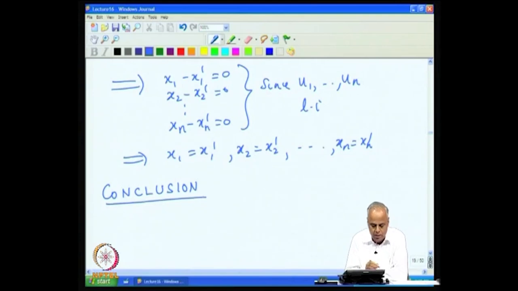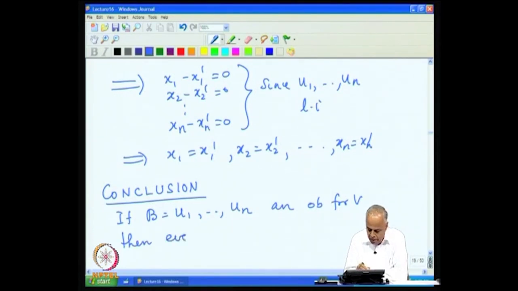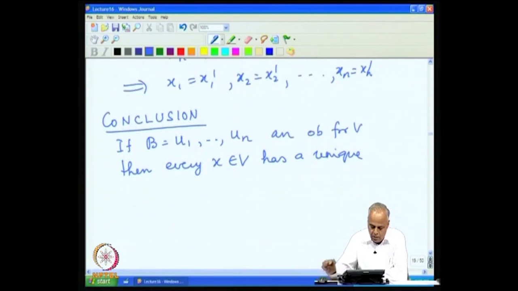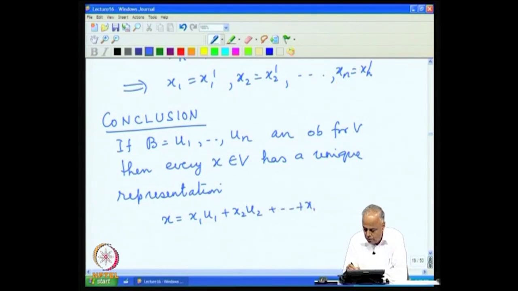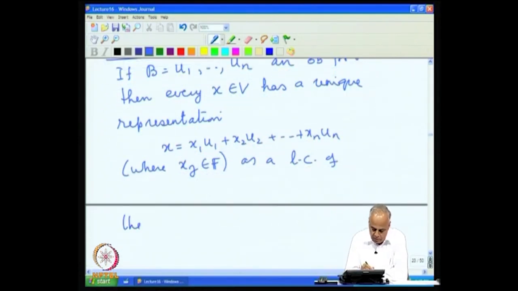The conclusion is, if B equal to u1, u2, un is an ordered basis for V, then every x in V has a unique representation x equal to x1 u1 plus x2 u2 plus xn un, where the xj's are all in F, as a linear combination of the basis vectors. So, every vector has a linear combination of the basis vectors, and there is one and only one way.